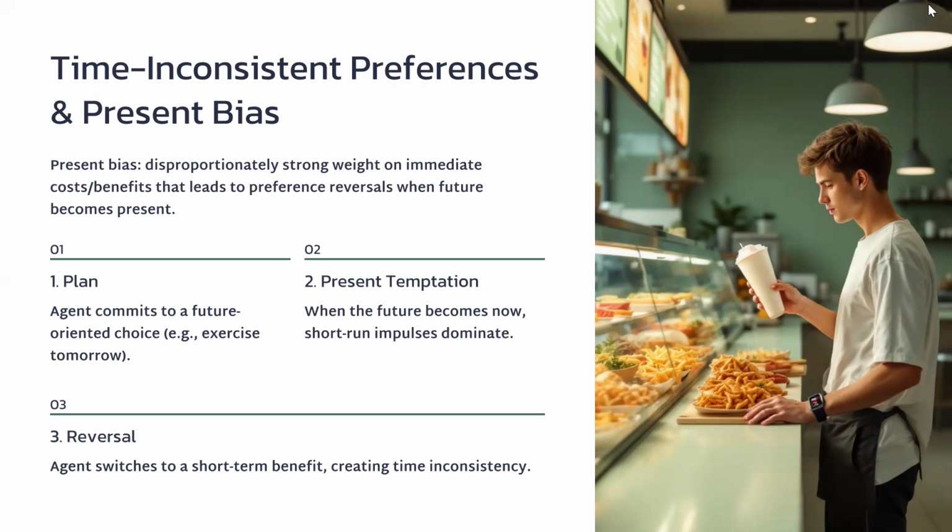We plan: the agent commits to a future-oriented choice, for example, exercising tomorrow. Then we face present temptation: when the future becomes now, short run impulses dominate. And then lastly, the reversal. The agent switches to the short run benefits, creating time inconsistency.